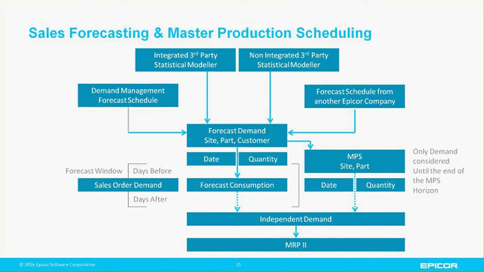Independent forecasts can be defined by site, part, and customer. The forecasts consist of dates and associated quantity requirements. This forecast may be either entered manually or automatically uploaded through one of four methods.